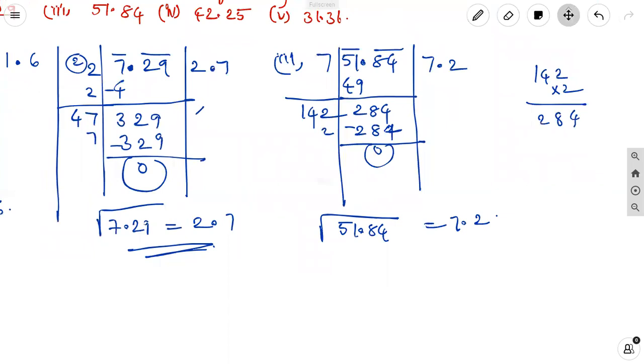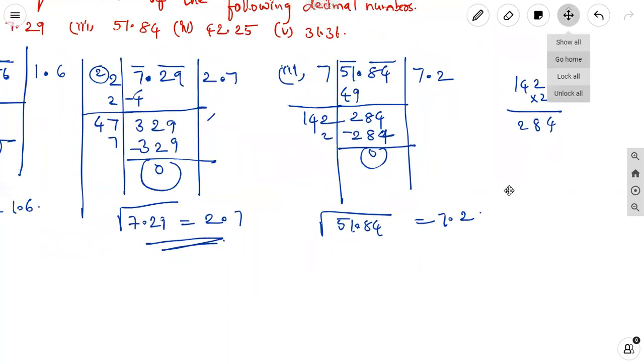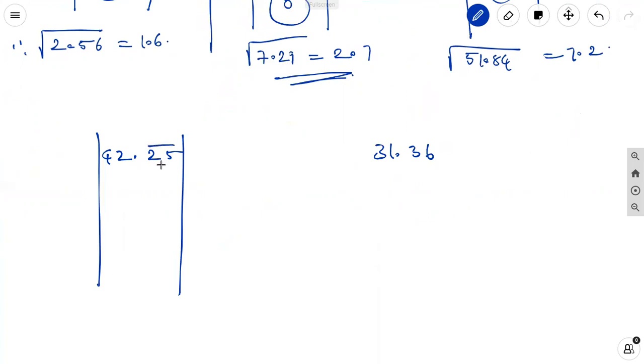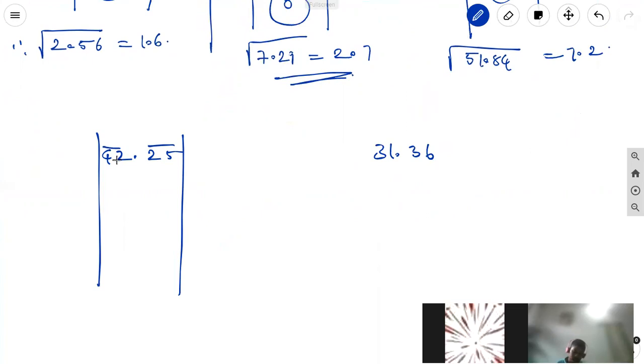Next, the fourth one, 42.25. Here, in the decimal part take a pair as a bar, and in the integral part take the pair of numbers as a bar, one bar. Here 42 means the nearest perfect square: 7 sevens are 49, which is more than 42, so 6.